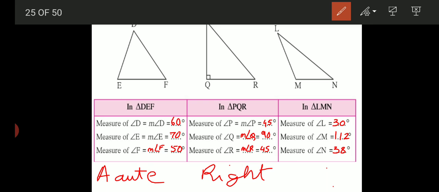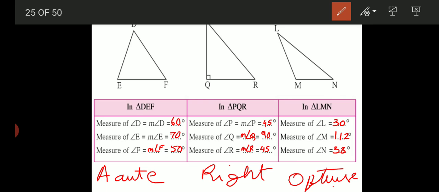And in the third column, in triangle LMN, you can see that out of the three angle measurements, there is one angle that measures more than 90 degrees. So it is angle M. If you look at the measurement of angle M, it measures 112 degrees, which is more than 90 degrees. So when you come across such a triangle in which one of the three angles measures more than 90 degrees, you call that triangle an obtuse angle triangle.